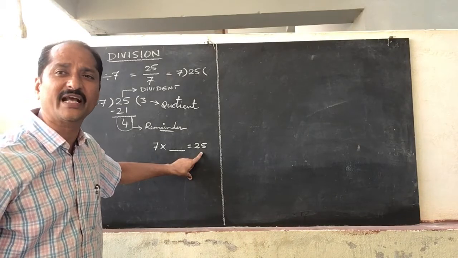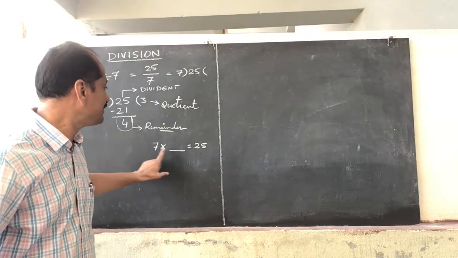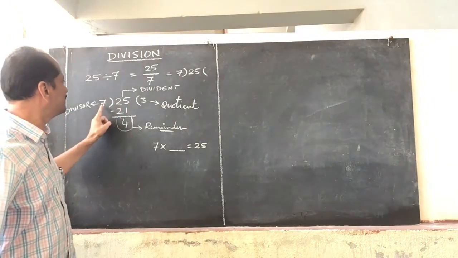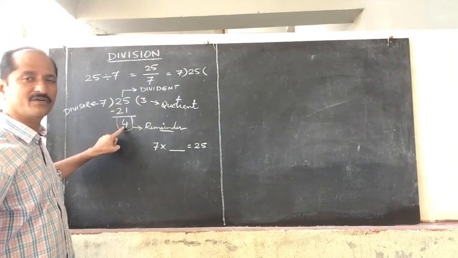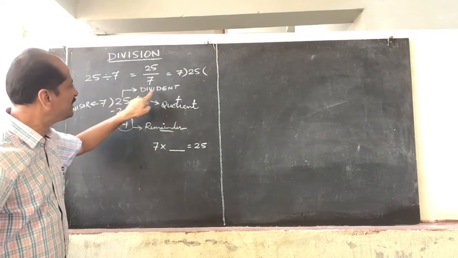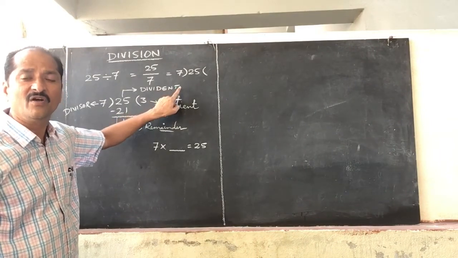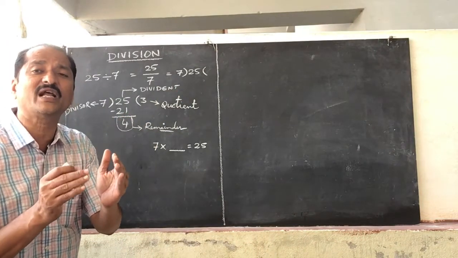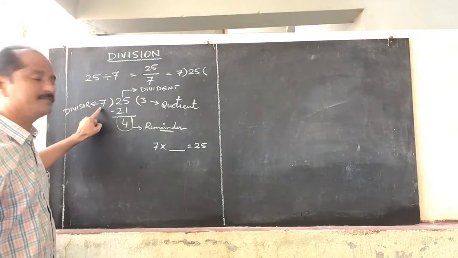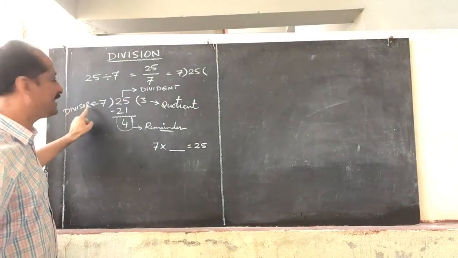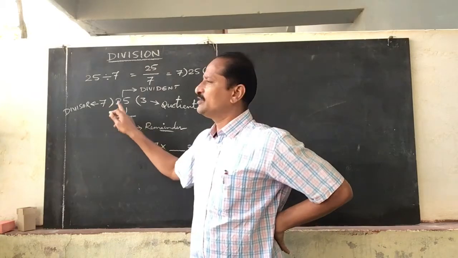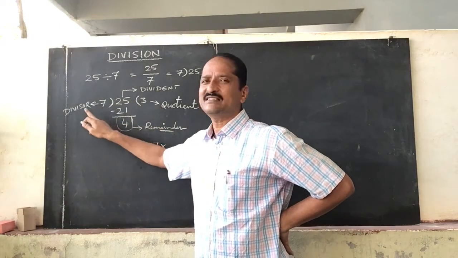That means 7 is not an exact divisor of 25. So if you are checking, 7 threes are 21, and the remainder is 4 in this process. So this 25 is said to be the dividend. What we are dividing is known as the dividend. And we are dividing this 25 with 7, so 7 is known as the divisor. 25 is the dividend and 7 is the divisor.